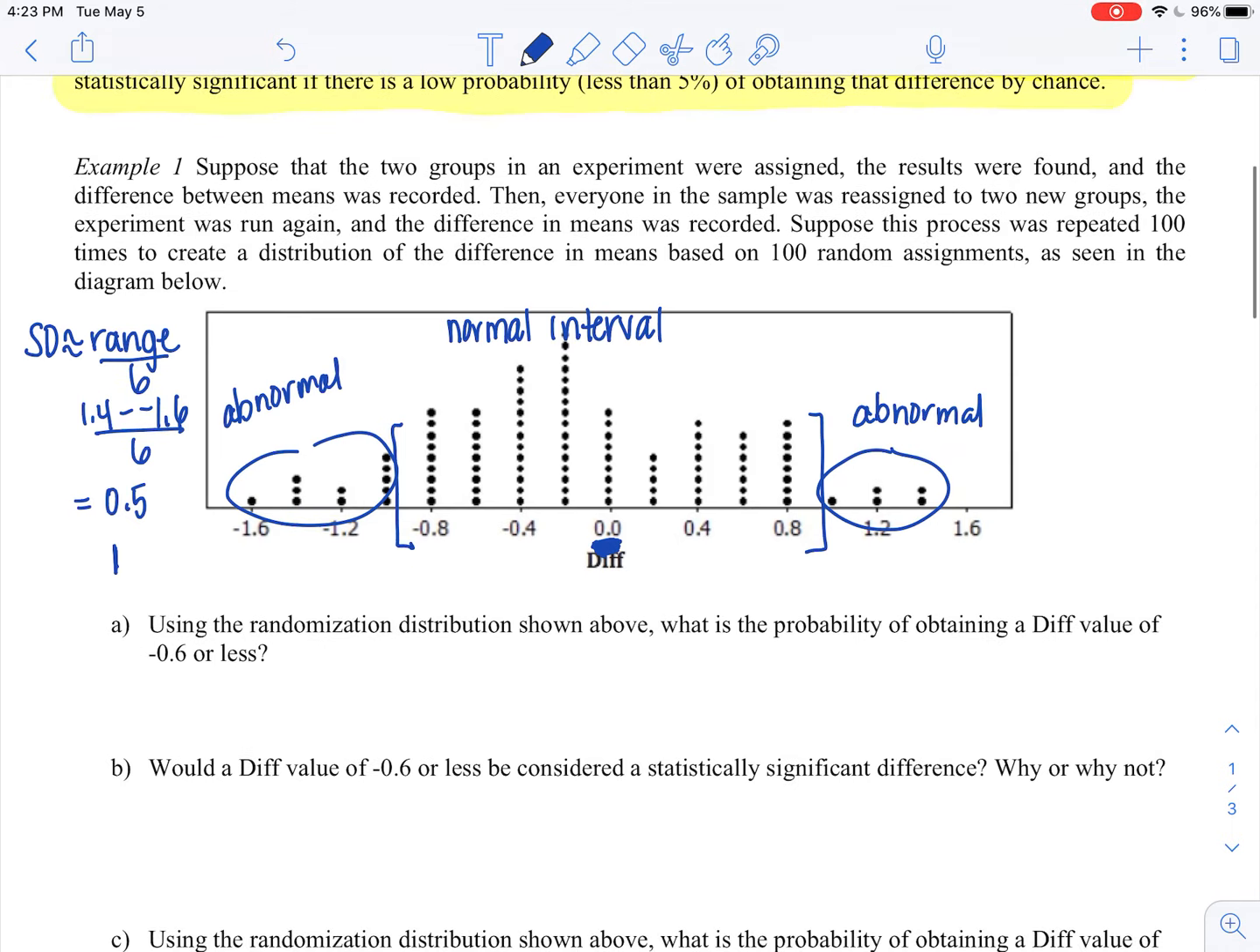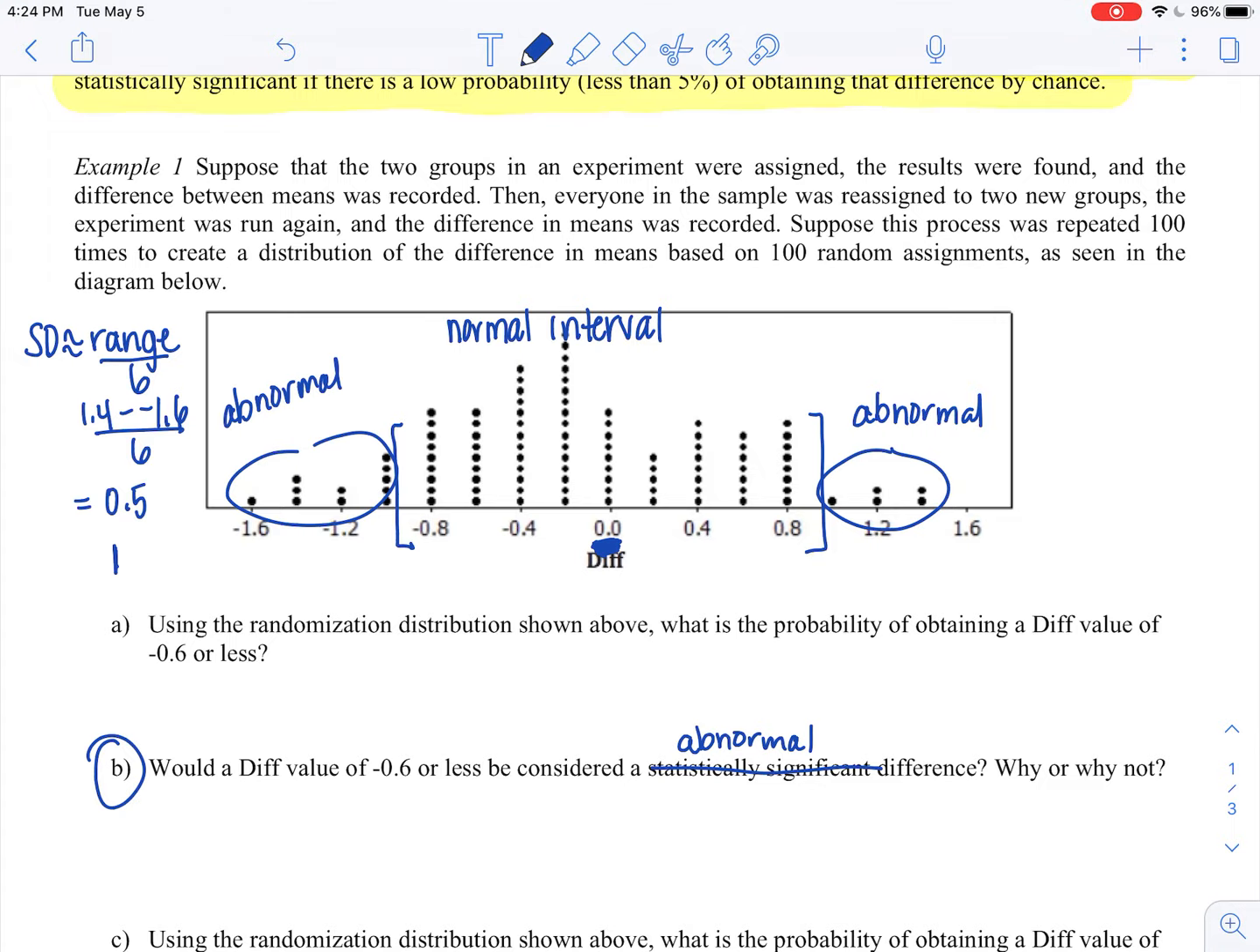Okay, so if you go down to letter B, again, I'm going to skip the part about A because I'm just trying to connect it to stuff you just did before. Would a difference value of negative 0.6 be considered a statistically significant difference? Abnormal is what we mean by statistically significant. Was that treatment really effective? That only happens if you get an abnormal result. A normal result means that it's a result of just happening by chance, the way the groups were just randomly broken up.